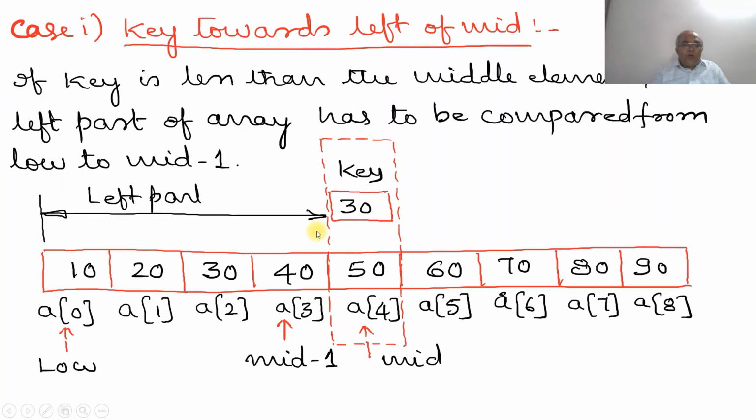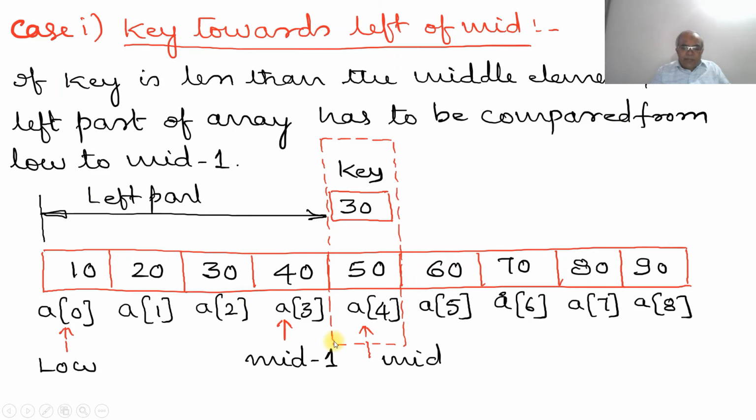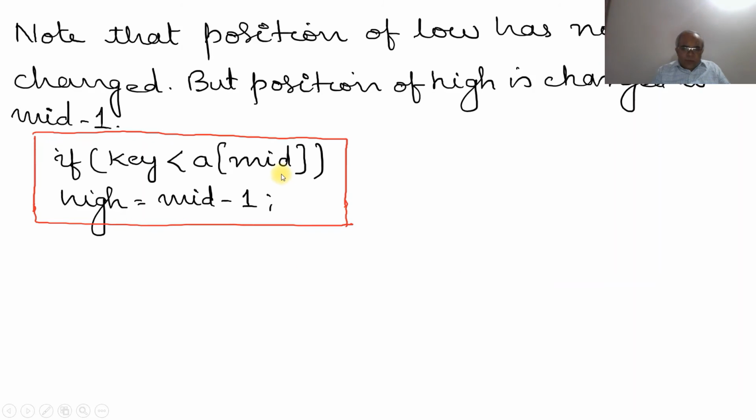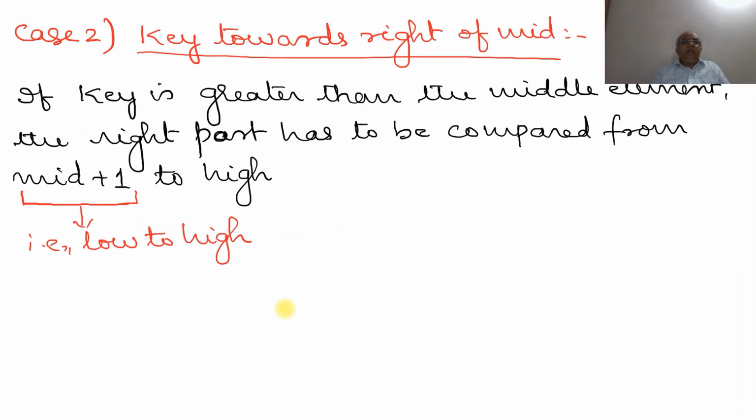Then low will be equal to 0, and high will not be mid, it will be mid minus 1. Note that the position of low has not changed, but the position of high is changed to mid minus 1. If key is less than a of mid, high will be equal to mid minus 1. So it comes to this position, that is 3. Next, case 2.